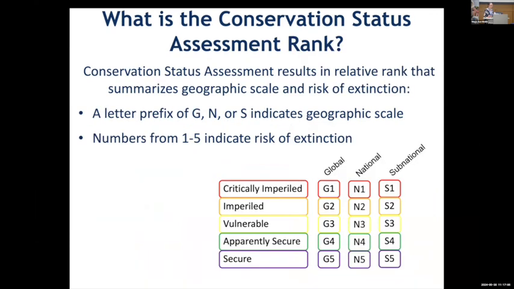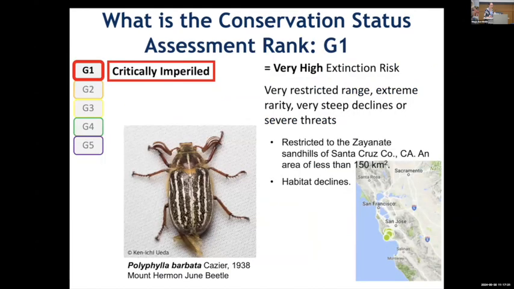Conservation status assessment results in a relative rank summarizing the geographic scale and risk of extinction. For the geographic scale, we have G as global, N for national, and S for subnational, and numbers 1 through 5 that indicate the risk of extinction, with 1 being the highest risk and 5 being secure. And now we'll just go through some quick examples to demonstrate this at the global scale.